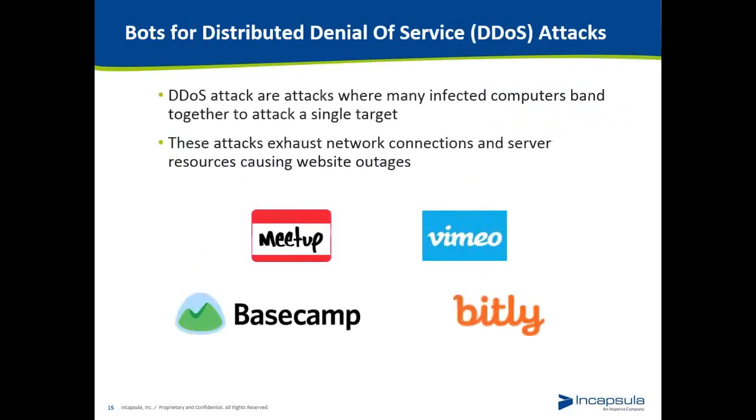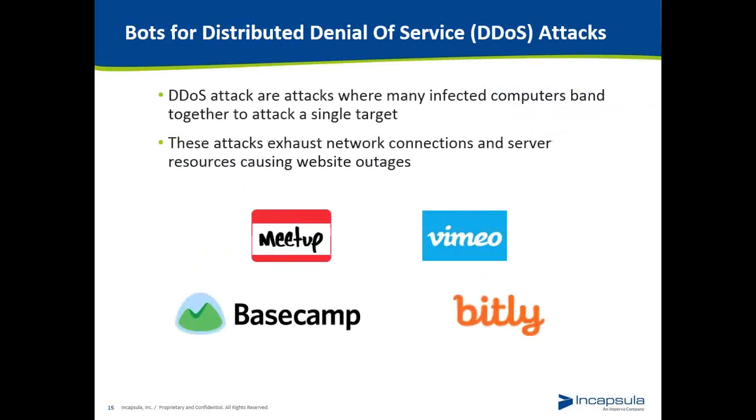Another rising bot-related threat is DDoS attacks. DDoS stands for distributed denial of service, and it's a type of attack where hundreds or thousands of infected computers band together into a single weapon, referred to as a botnet. This botnet is then used to attack a single target with the goal of overwhelming the network or the server using it, thus creating a website outage.